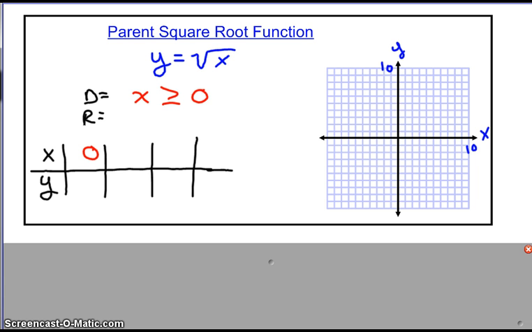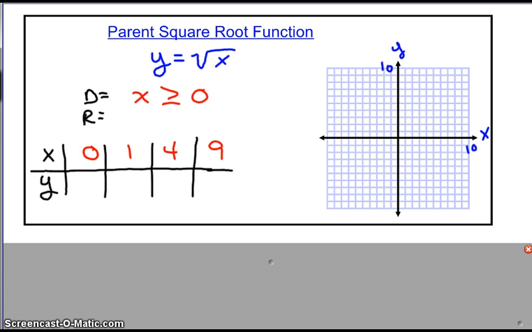You can input anything greater than 0, but what are the easiest numbers to input into a radical? Perfect square numbers, right? So what's the next perfect square after 0? 1, right? And then we have 4, right? And then what's the next perfect square? 9. Good. Okay, so who can give me the range that we have in this case with these values?